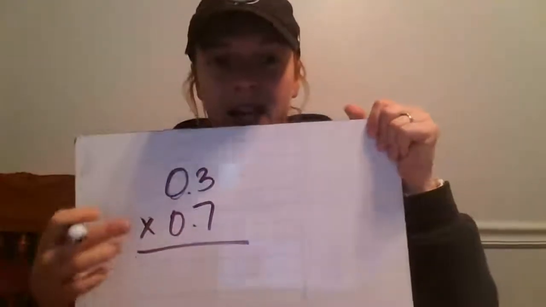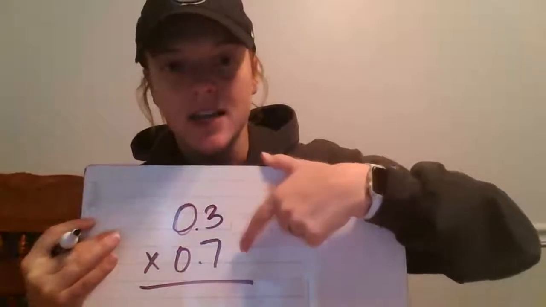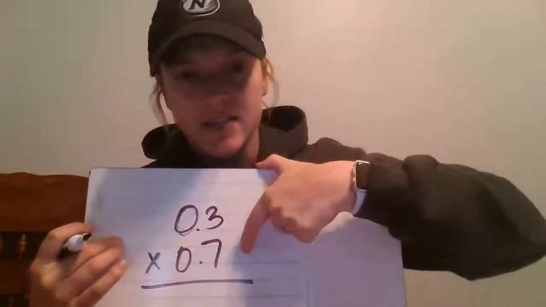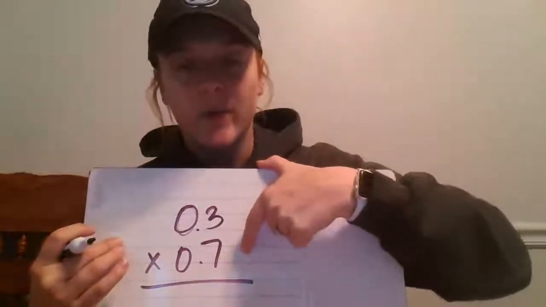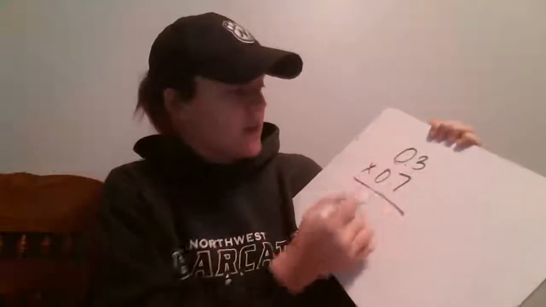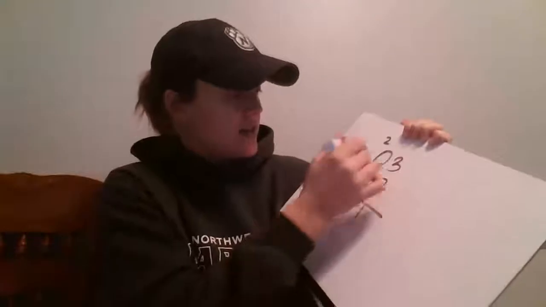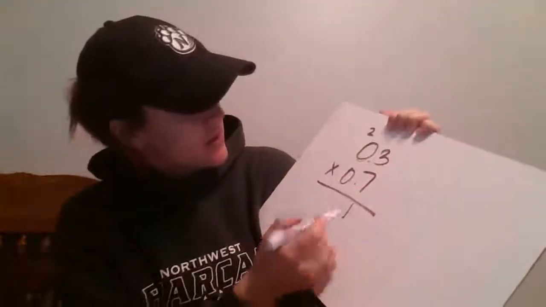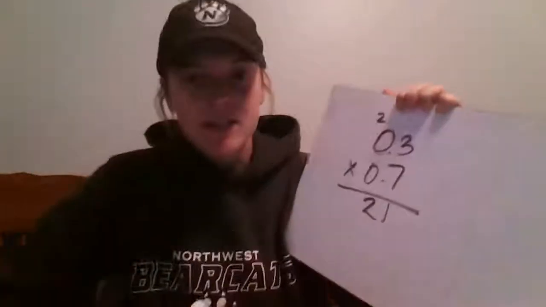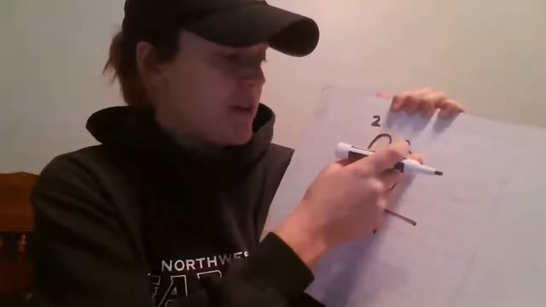Okay, so we see that 0.3 has one decimal place, and 0.7 also has one decimal place. Okay, so that means that when I go to multiply them, let's go ahead and multiply it out. So 7 times 3 is 21. 7 times 0 is 0. Drop down the 2.